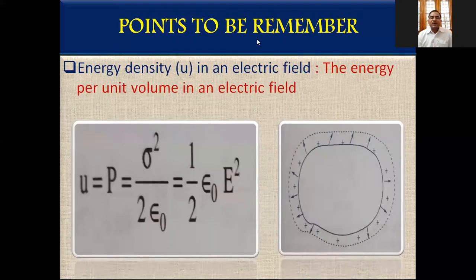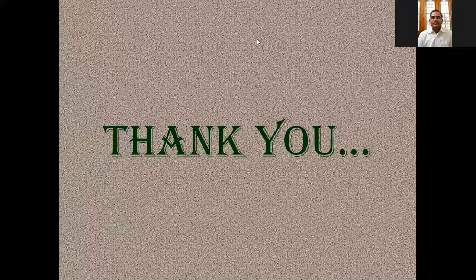So this is one more important point. The energy per unit volume in the electric field is called energy density, denoted with a small u. Energy density equals mechanical force per unit area, equal to P, which equals sigma square by 2 epsilon naught, that is, 1 by 2 epsilon naught capital E square. Okay. Thank you.